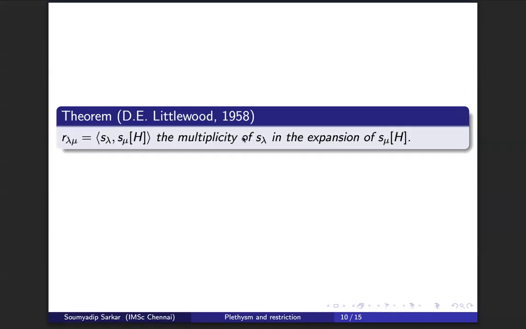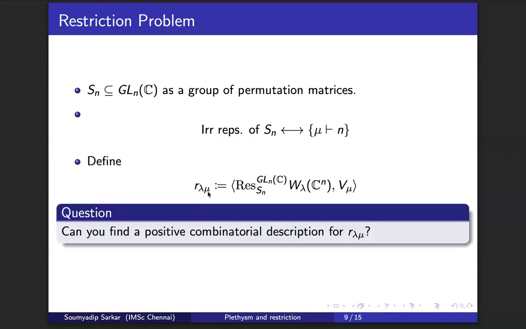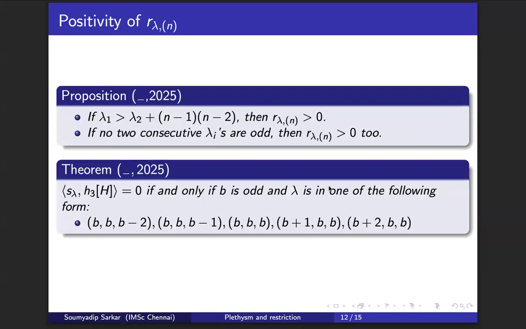So remember this R lambda n, where instead of mu, I'm putting n. That means it is just a one row partition n. And R lambda n means the restriction of W lambda Cn to Sn, and then you are computing how many times V of n occurs. So n means a single row partition n. That means the trivial representation of Sn. So R lambda n positive means that your W lambda has an Sn invariant vector.